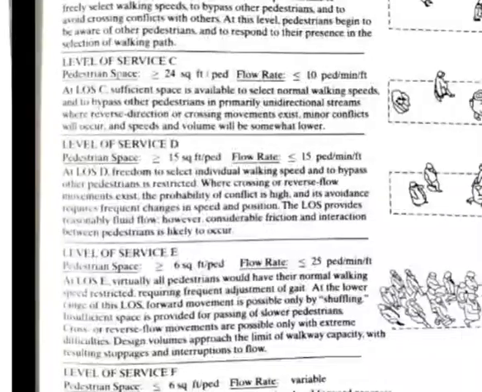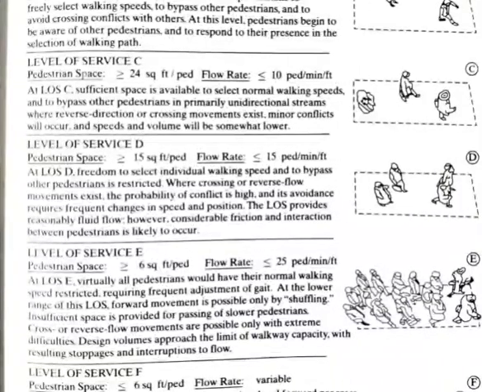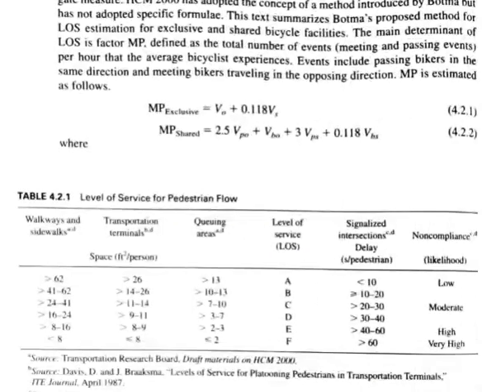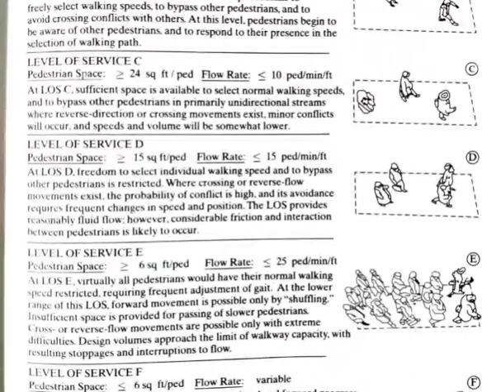Now we will see another figure which shows the level of service on walkways, and this is taken from the Transportation Research Board. As you can see here, level of service A. We have already seen these A, B, C, D, E, F, and I told you A is the best. For pedestrian space, if the space is greater than 130 square feet per pedestrian and the flow rate is less than or equal to 2 pedestrians per minute per foot, then we give it level of service A.